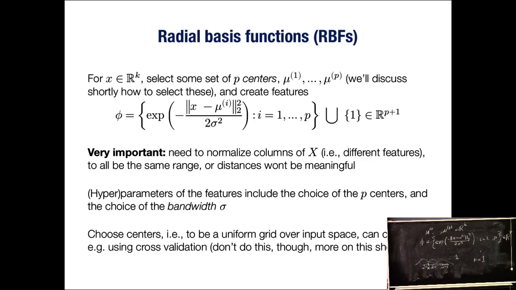Could you also have the same center with different sigmas? The question was, can you have the same center with different sigmas? You can, but I'm not going to write it that way. I mean, you can't in this formulation, because in this formulation there's only one sigma, and there are many centers. You could have each center have its own sigma, in which case, yes, you could have two centers with different sigmas, and those would be two different features. I would recommend against doing that, though, for a reason I'll talk about in a second.